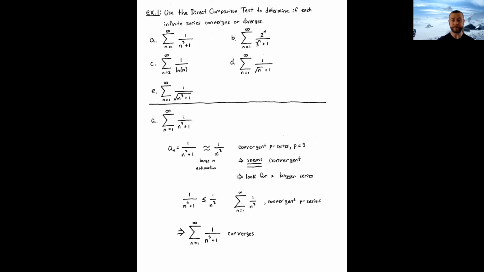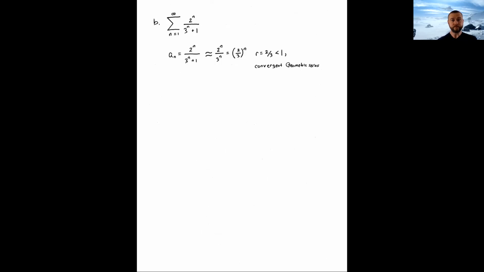Let's go through part B. All right, to get an idea first if we think our infinite series converges or diverges, let's perform a large n estimation. Again, this one is very similar to part A. We have that plus 1 in the denominator. And when n becomes very large, 3 to the n is much bigger than 1. So we can get rid of that plus 1 in the denominator, and we get as a large n estimation term 2 to the n divided by 3 to the n.